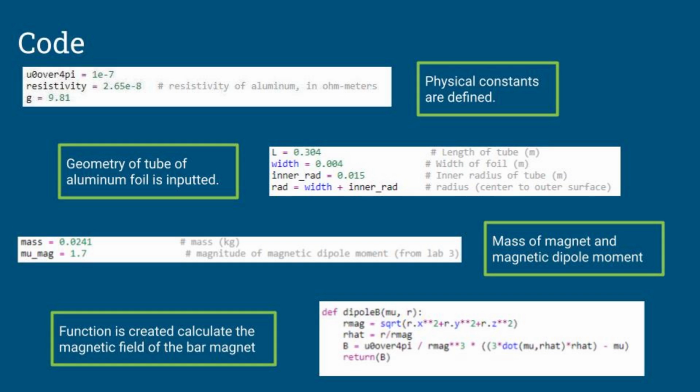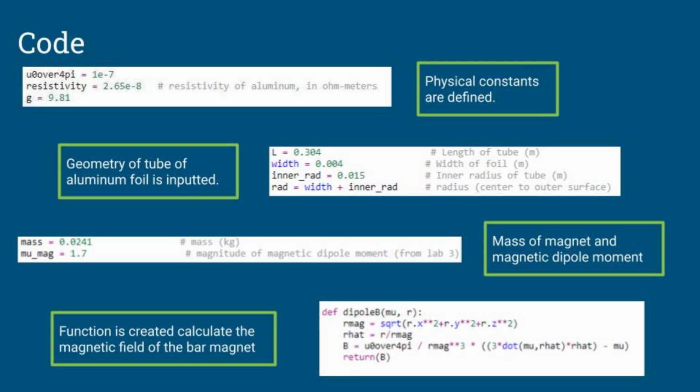Now onto the code. The physical constants for mu naught over 4 pi, resistivity, and acceleration due to gravity are defined. The geometry of the tube of aluminum foil is inputted, including the length, width, inner radius, and total radius. The mass of the magnet and the magnitude of magnetic dipole moment from lab 3 were inputted.